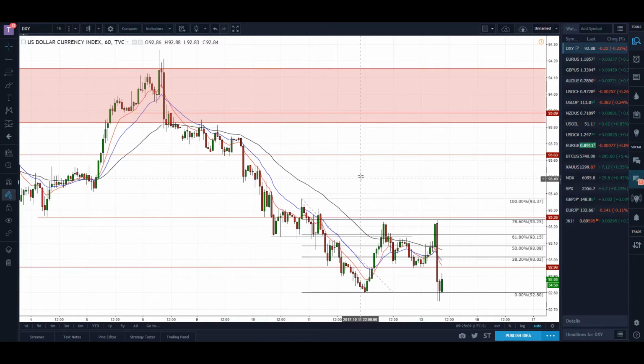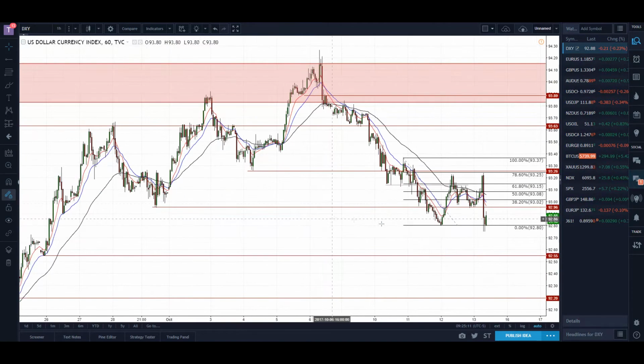And so basically what we have today is we broke, came down, and tested the 92.95 area. We broke it, came down into the middle of this range between 92.50 and 92.95, and pulled back.